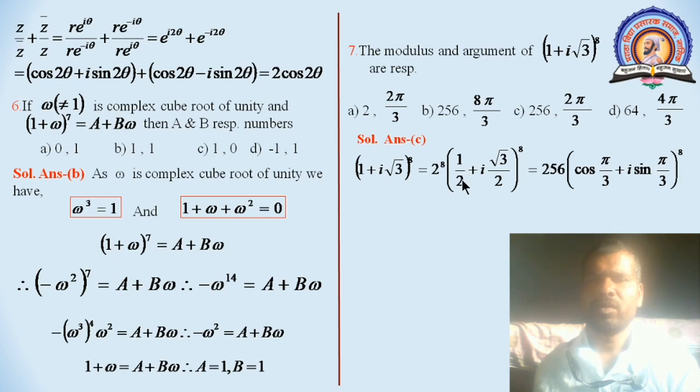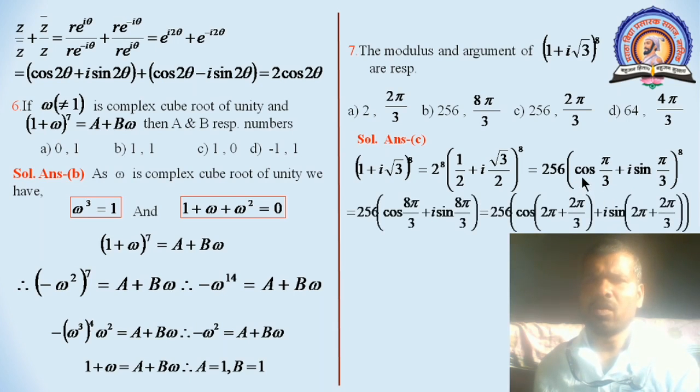Now 1 by 2 is cos pi by 3, and root 3 by 2 is sin pi by 3. We'll put this value by using the result: (cos theta plus i sin theta) raised to n can be written as cos n theta plus i sin n theta. Therefore, we will get 256 into (cos 8 pi upon 3 plus i sin 8 pi by 3).